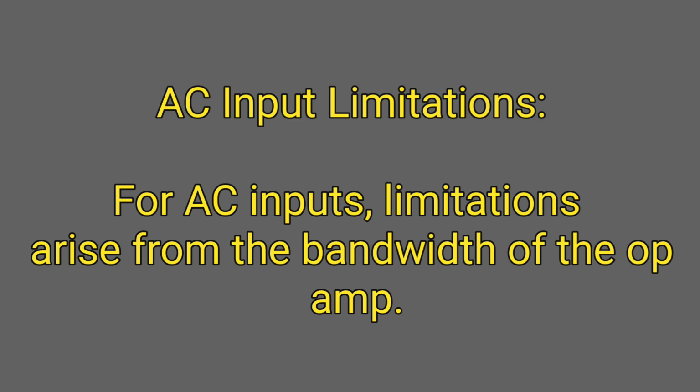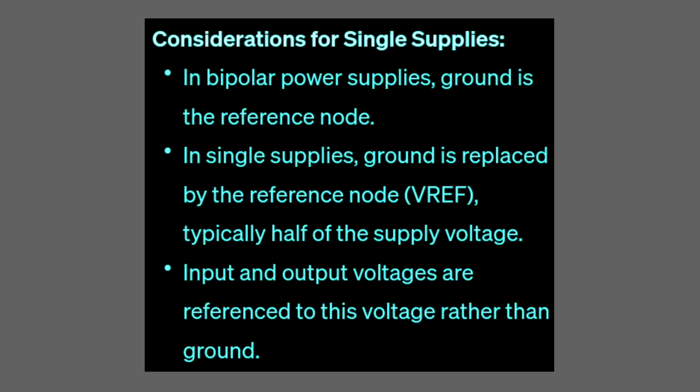For AC inputs, there will be the limitations of the bandwidth of the op-amp. The input impedance of the amplifier circuit will be the value of the input resistor. Remember that the other end of the resistor is at virtual ground.